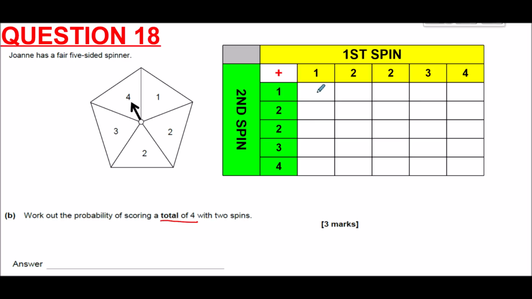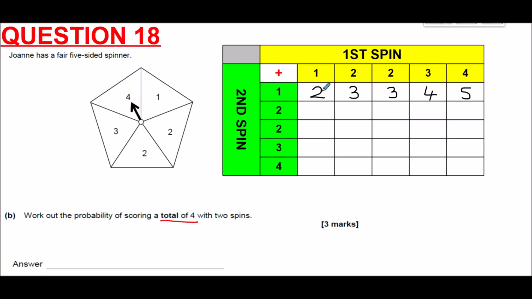So this space represents if it lands on a 1 first and then a 1 again. The total of that would be 1 plus 1, which is 2. Or maybe we spin a 2 and then it lands on a 1. 2 plus 1 is 3. All we're going to do for all these different spaces is add up what you get for the first spin to what you'd get for the second spin. 2 plus 1 is 3, 1 plus 3 is 4, and so on and so forth.